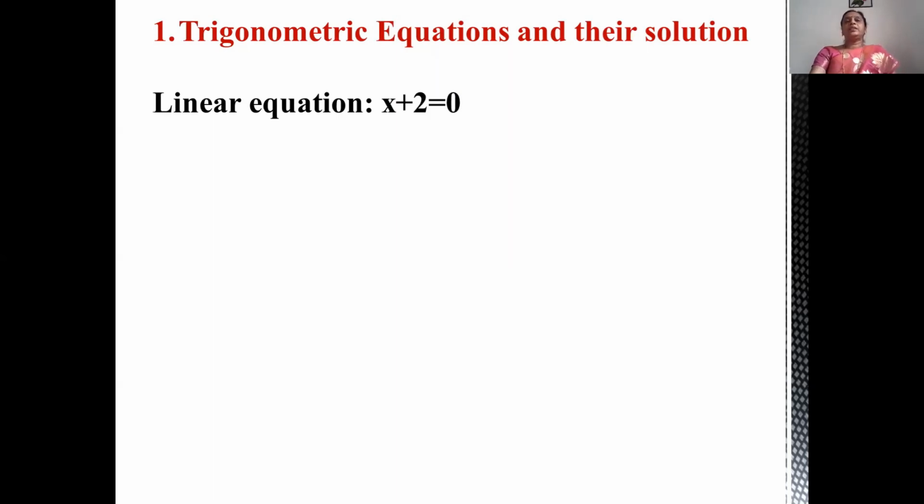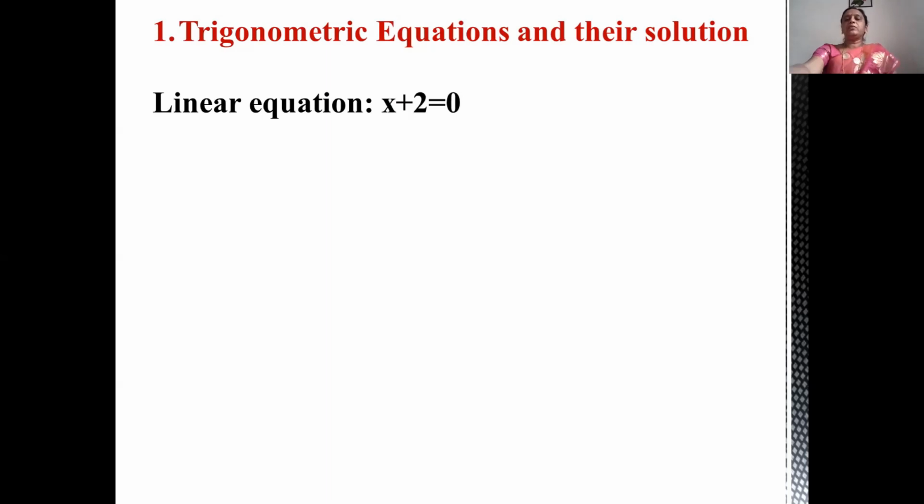Now, here it is a linear equation. Very simple, only one variable x. Therefore, it is a simple linear equation. We have studied it in 8, 9, 10 standard. What is called x here? Here x is the variable, 2 is the constant.